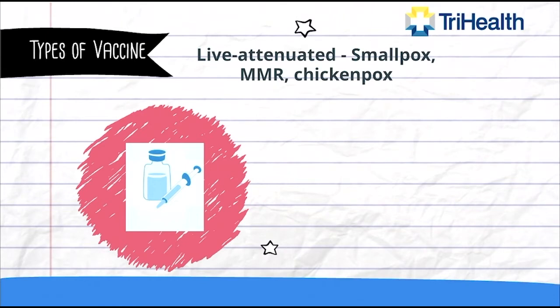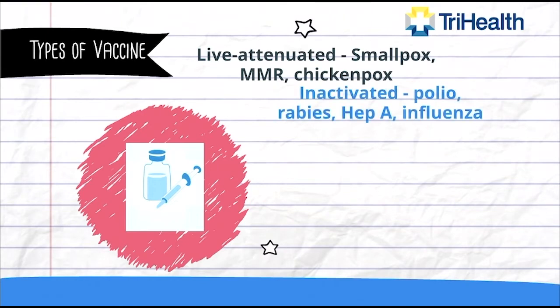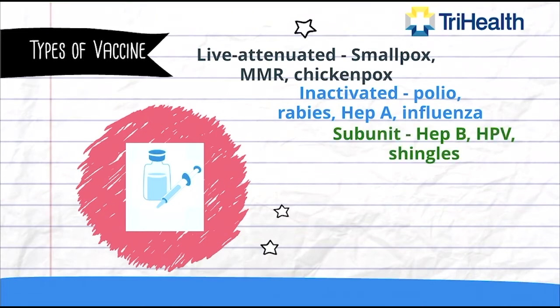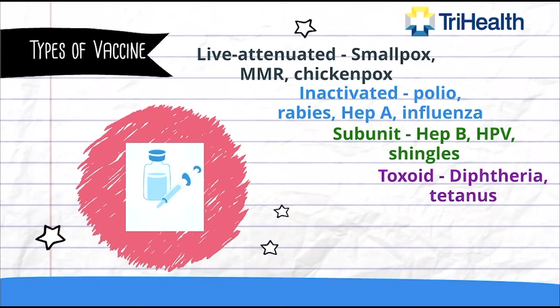Next, there are inactivated viruses, and with these your body is exposed to the dead pathogen. Examples would be polio or rabies. Another common type is the subunit vaccines, and these expose you to a piece of the pathogen. Examples are the HPV or the shingles vaccine. And there are toxoid vaccines that don't expose you to the pathogen itself, but to a toxin or a byproduct made by the germ.